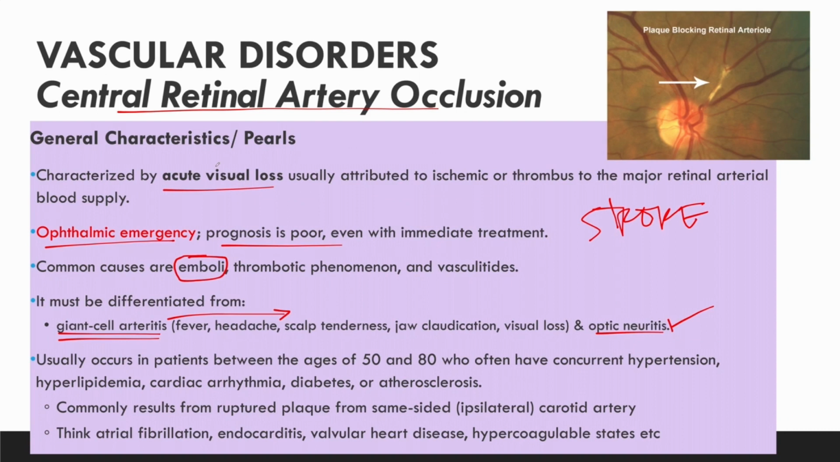It's more in the elderly, so ages of 50 to 80. We're also looking for other comorbidities like hypertension, hyperlipidemia, cardiac arrhythmia like AFib, diabetes, atherosclerosis. Those are risk factors. It can happen from ruptured plaque. It can send a clot from AFib, endocarditis, valvular disease, hypercoagulable states, etc.